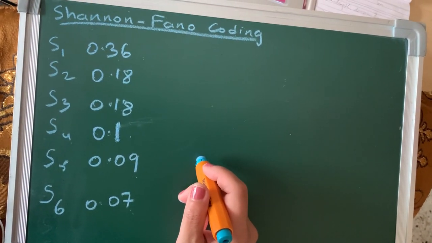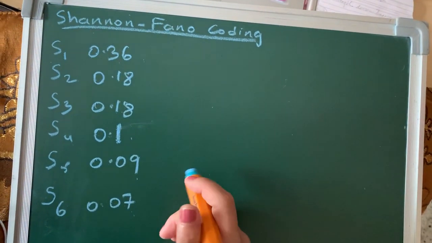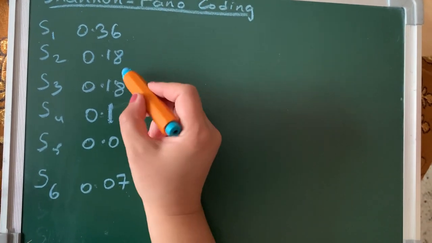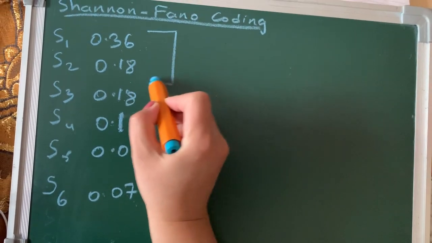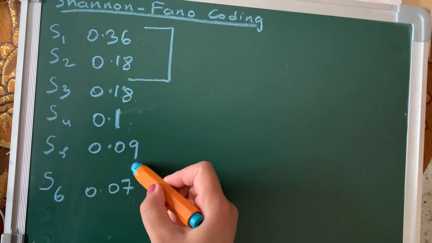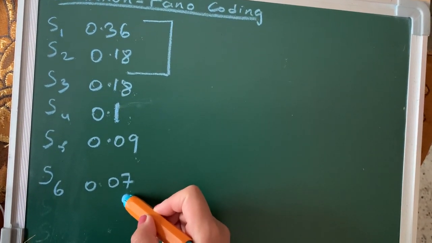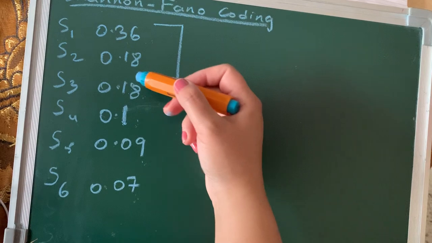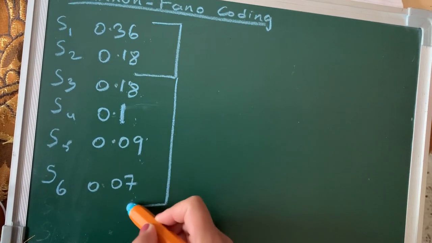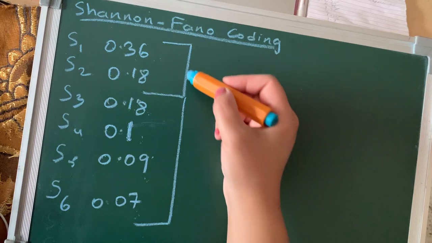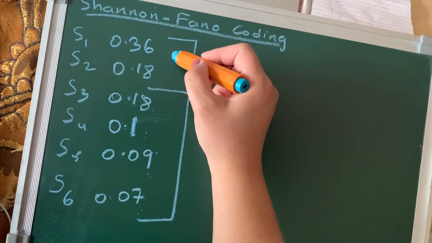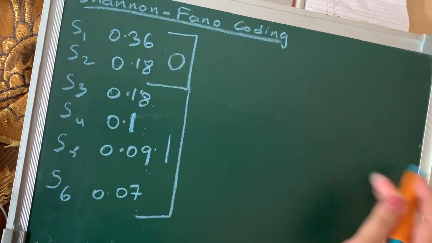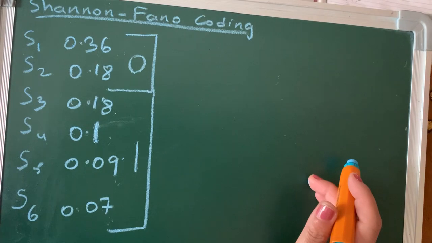The most appropriate technique that we can see is that I divide 0.36 and 0.18 into one group, and 0.18, 0.1, 0.09 and 0.07 into another group. As you can see, the sums are almost equal for both groups. When I divide them into two groups, I need to give a zero code to the first group and a one code to the next group. Please remember that we always start with a zero.